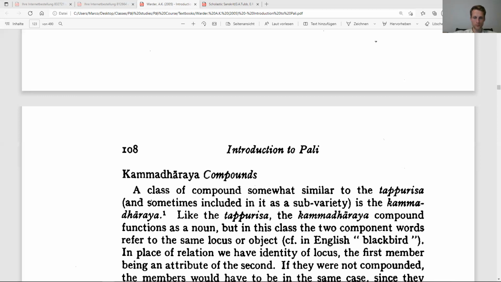Now, for example, in English, when we have an adjective plus a noun, blackbird; adjective plus a participle, soft spoken; noun plus adjective, ice cold; noun plus noun, houseboat. So these would be examples of Kammadharayas in English.